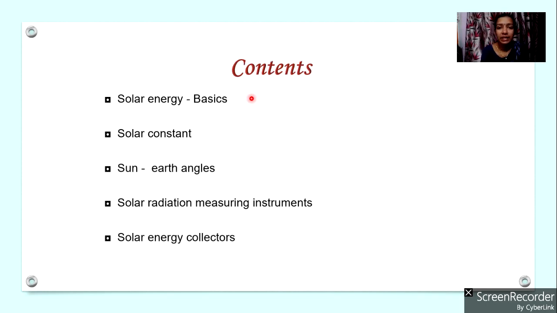The various contents of this particular module are basics of solar energy, solar constant, sun-earth angles, the different solar radiation measuring equipments, as well as solar energy collectors.